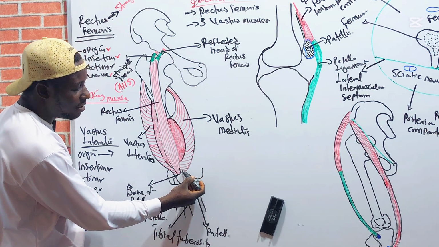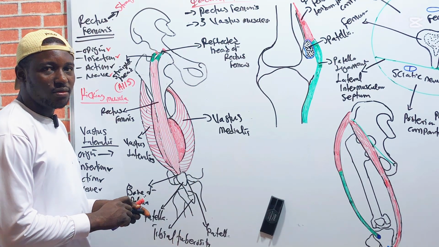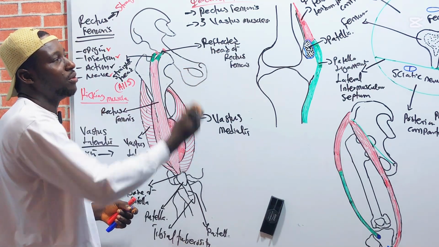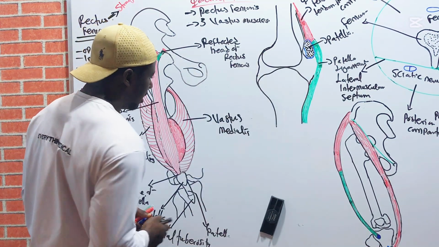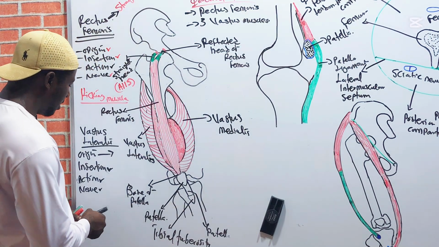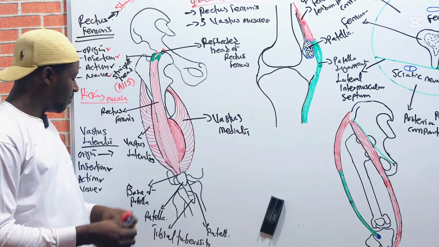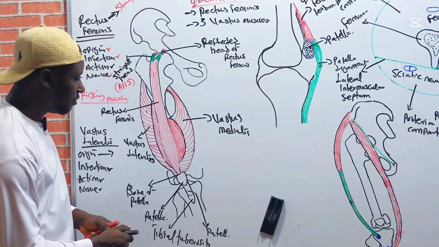It inserts at the medial aspect of the base of the what? Of the patella. And it also forms its insertion with the quadriceps femoris tendon, which inserts at the base of the patellar bone. What is the action? The action is to extend the knee. The nerve supply is the posterior division of the femoral nerve.